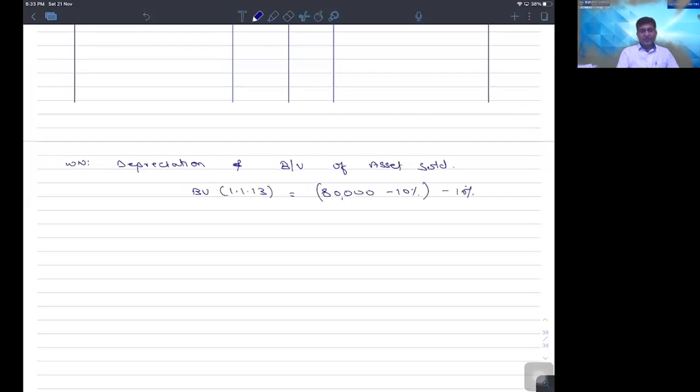Yes, it is the part of the asset only which has been sold. For that purpose, we are calculating the profit. Am I right? So that will be what? 72,000 minus 10%, that is 64,800. Harsh, we have calculated book value as on which date? 1/1/13 and not on the date of sale.